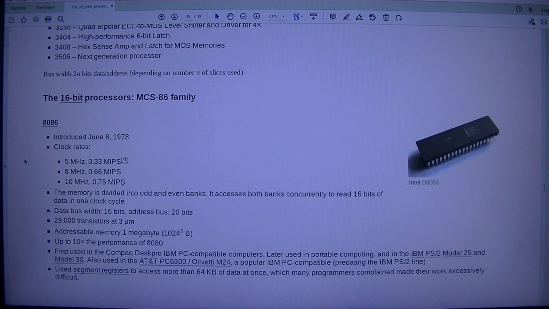It accesses both banks concurrently to read 16 bits of data in one clock cycle. Data bus width, 16 bits, address bus, 20 bits. 29,000 transistors at 3 micrometers. Addressable memory 1 megabyte. Up to 10 times the performance of the 8080.